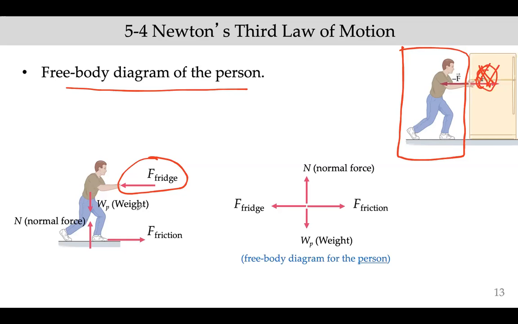So if you are pushing the fridge with, let's say, 30 Newtons, the fridge will push you back with 30 Newtons. The other forces are the same: the weight of the person, the normal force is up, and now the friction is in the right direction. Why? Because the fridge is pushing you to the left. Remember, the friction should be in the right direction.